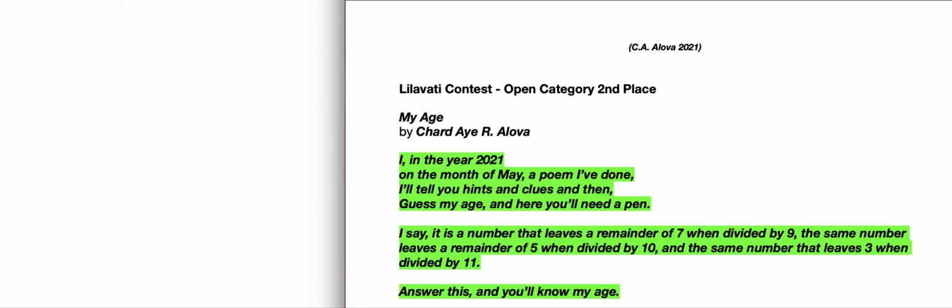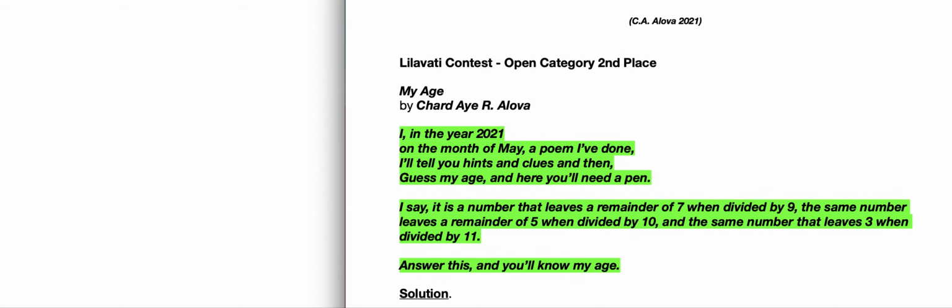I got second place because of that in the Lilavati contest, and I thank the IAVM for acknowledging my poem here. So I'm going to present a solution for this poem, shown below, using the Chinese remainder theorem. You can get the number just by trial and error, but it will take a lot of trial and error. So we can make use of the Chinese remainder theorem here because we can rewrite these.